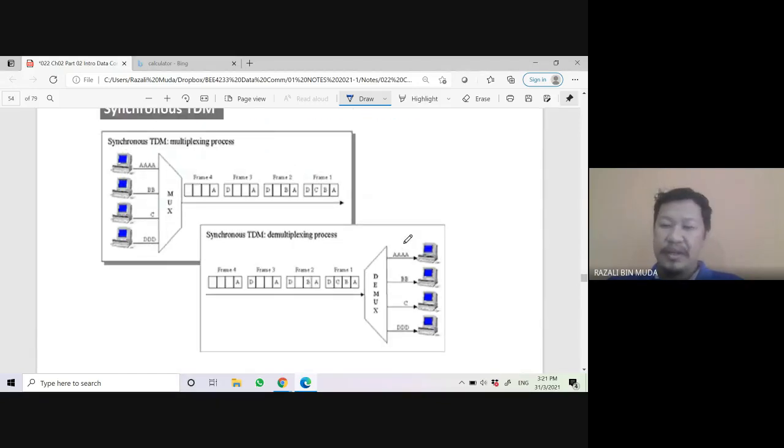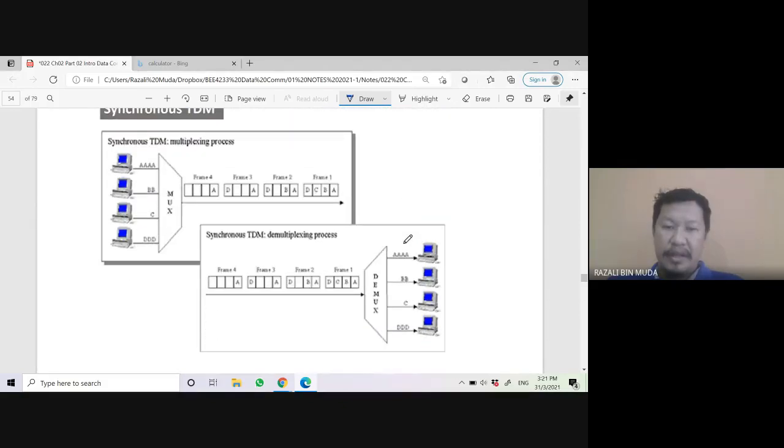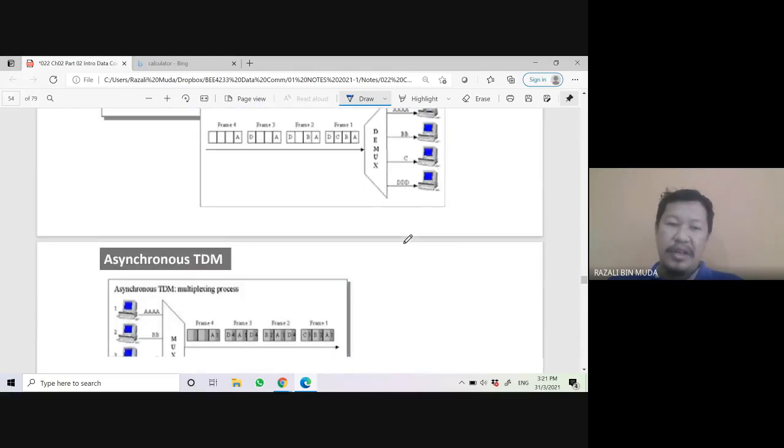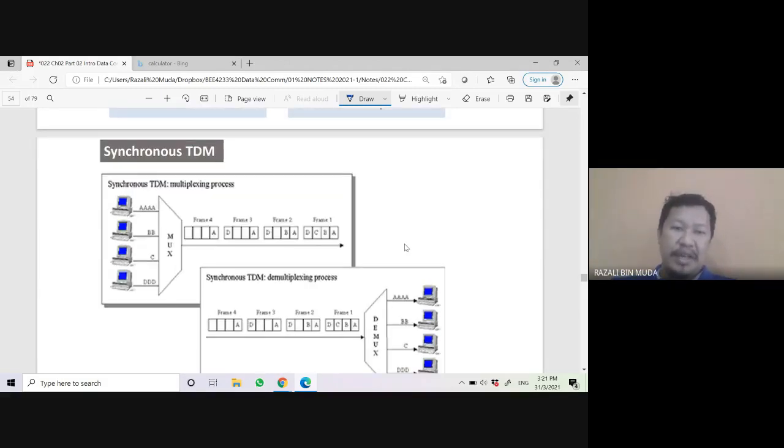So for example, this is the example for synchronous and asynchronous. So we can see the difference between synchronous and asynchronous. In synchronous TDM, you can see that it has 4 input devices. We call it 4 devices. Okay, 1, 2, 3, 4. So 4 devices.